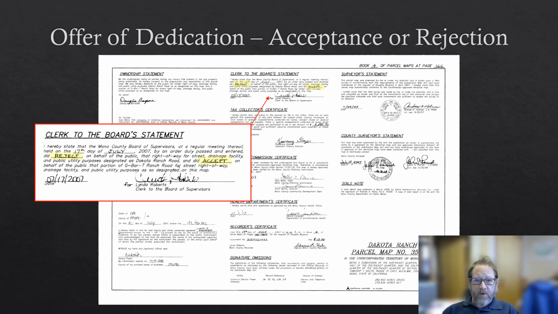So what you then want to do is look to the cover page of the parcel map or the final map and determine whether or not the offer was accepted or rejected. Now this is important because whether it was accepted or rejected will tell you the type of road vacation you're going to need to pursue. So this is the cover page for the map in question we were looking at on the last slide, and we look at the clerk to the board statement and we see that one of the offers was rejected while the other offer was accepted.